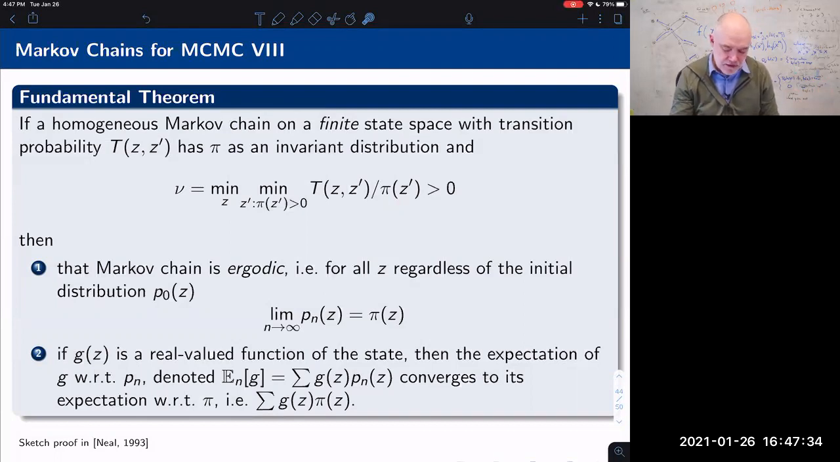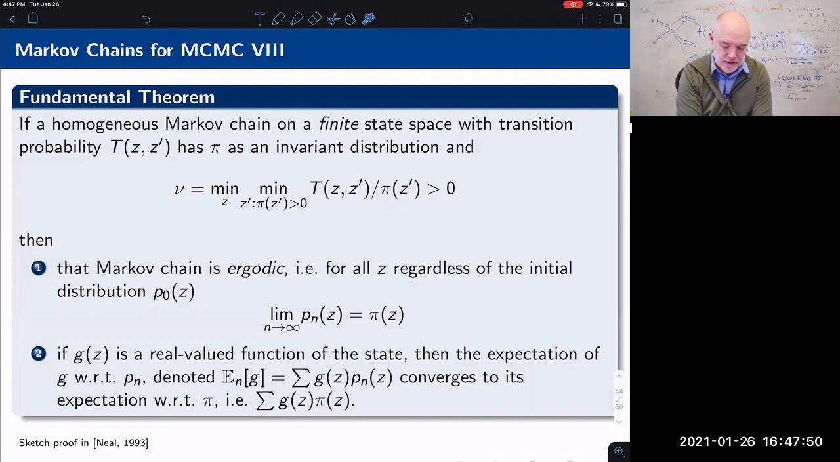and the expectations computed with respect to the continuing sequence of distributional estimates pi n converge in expectation. Okay. That's kind of the main point of Markov chain Monte Carlo.